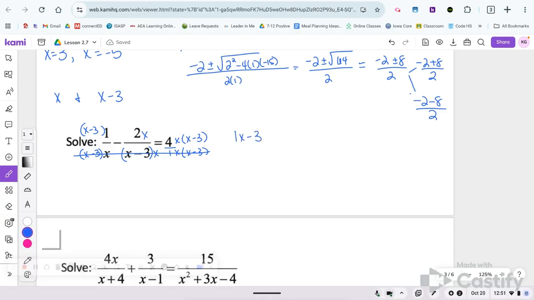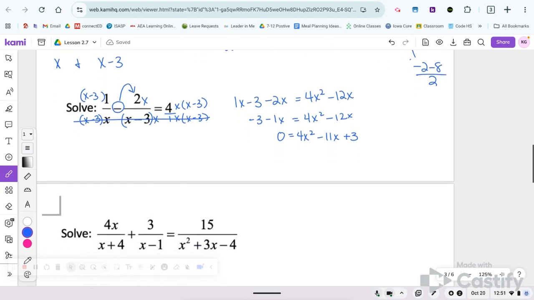1x minus 3 minus 2x equals 4x squared minus 12x. When I do all my distributing, remember this subtraction sign here belongs to that 2x, which is why I said minus 2x. Then I have negative 3 minus 1x equals 4x squared minus 12x. Set it equal to 0. So that would give me 4x squared minus 11x plus 3 when I add my 1x and add my 3.